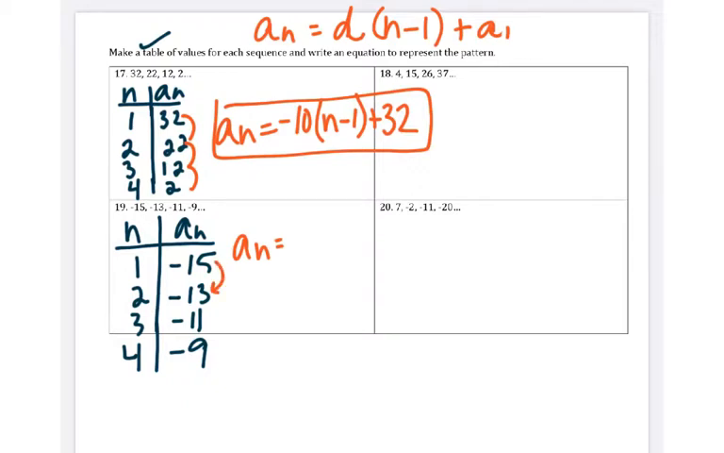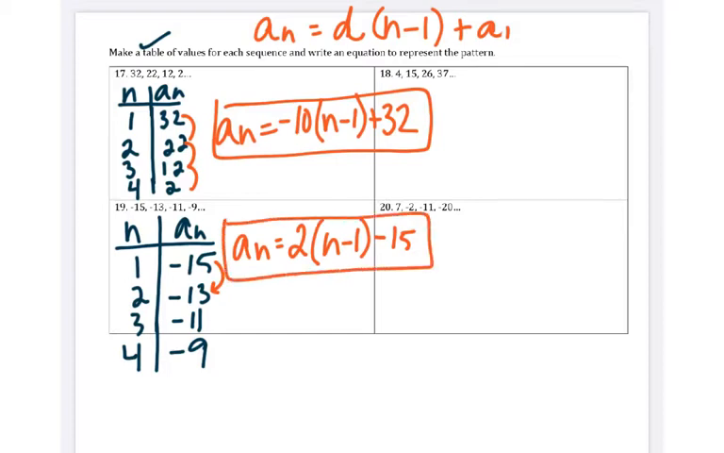To get from a -15 to a -13, negatives can be a little bit difficult, but from -15 to -13, they are 2 units away. We are increasing 2. Then we end up with n minus 1, and then my first y value is -15. So this is the equation that would tell you any number in this pattern you would plug in for n. So if I wanted to know the 20th number on this list, you would plug in a 20, and then you would plug this in, calculate, and you'd figure out what the 20th number in the pattern is.